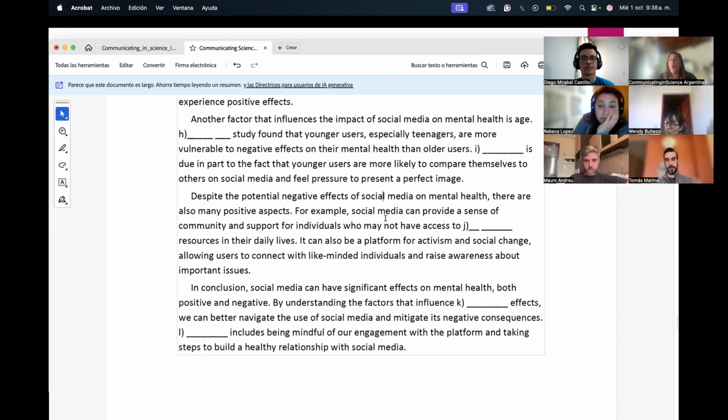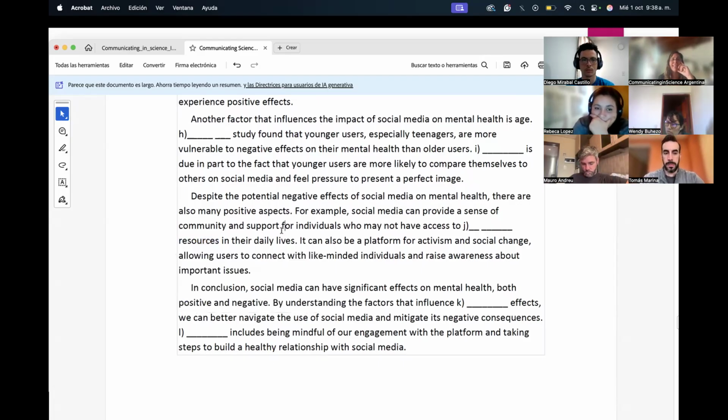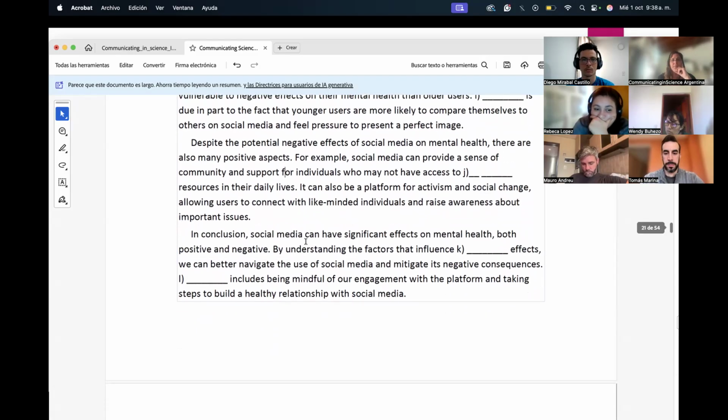those resources. It's plural, and I'm talking about esos. They are far away, figuratively, not literally. Those resources, yeah? I'm going to skip this.